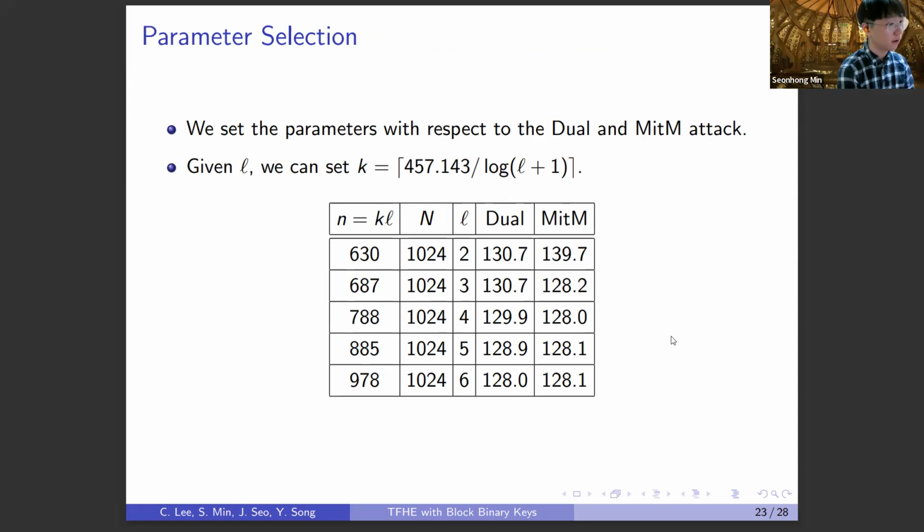So if you look at the table, usually the meet-in-the-middle attack is more effective than the dual attack. So you can just set the block key parameters with respect to the meet-in-the-middle attack. And since the meet-in-the-middle attack depends on the entropy of the secret, we have an equation to compute K given L. So if you want to make your own block parameters, you can just set K as follows, given L. But you also need to run the lattice estimator, if possible, against the dual attack.